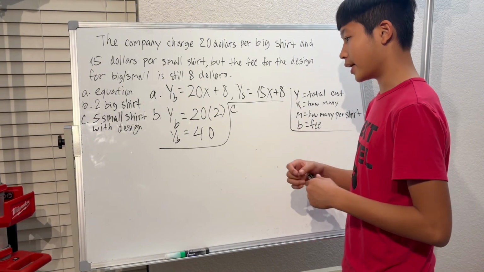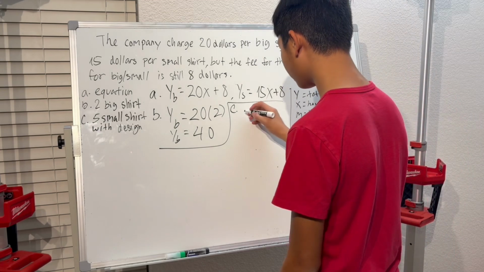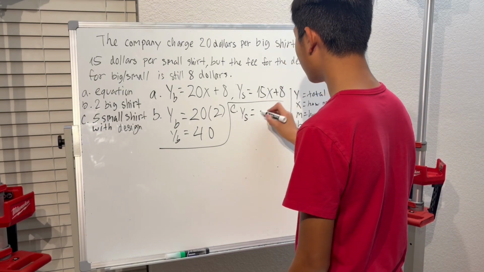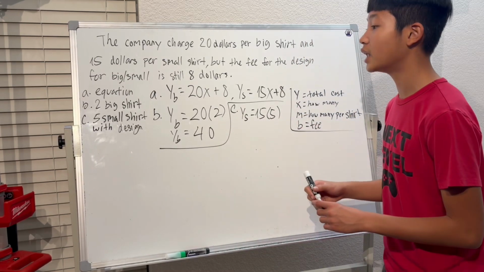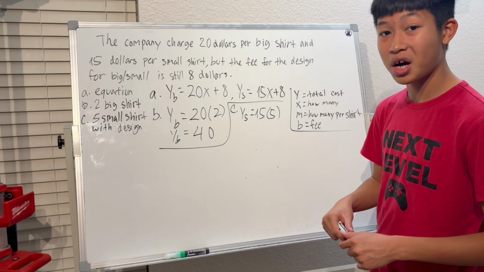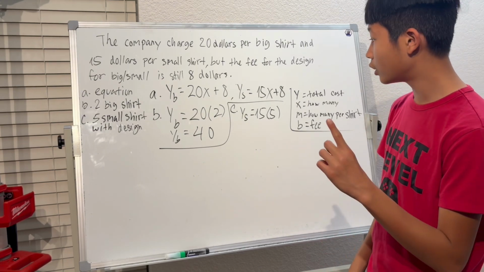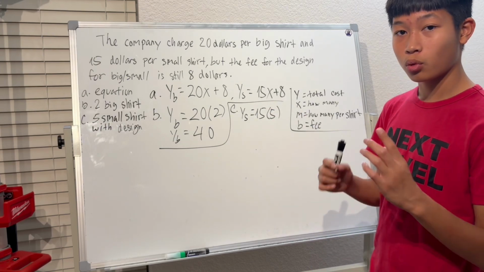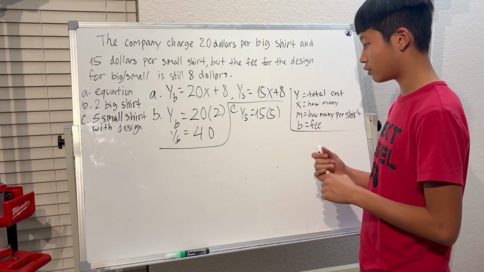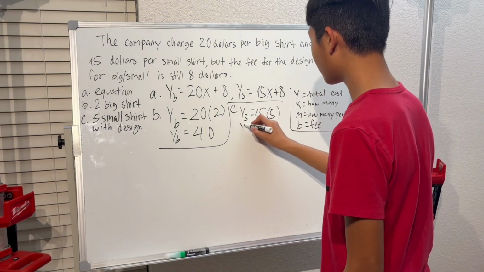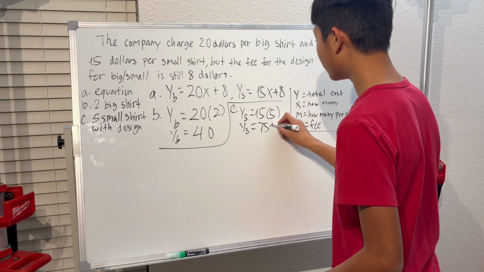We're gonna do it. Okay, so 5 small shirts with design. So that means $15, how many? 5, with a design fee, which is $8. But it's $8 per shirt for design. Just remember, 1 shirt is this, 1 shirt and an $8 fee. Okay, so we're just gonna do this first. So this is equal to 75.